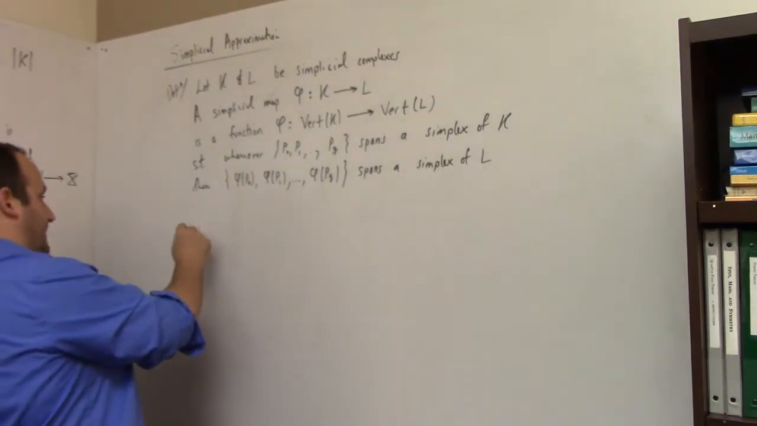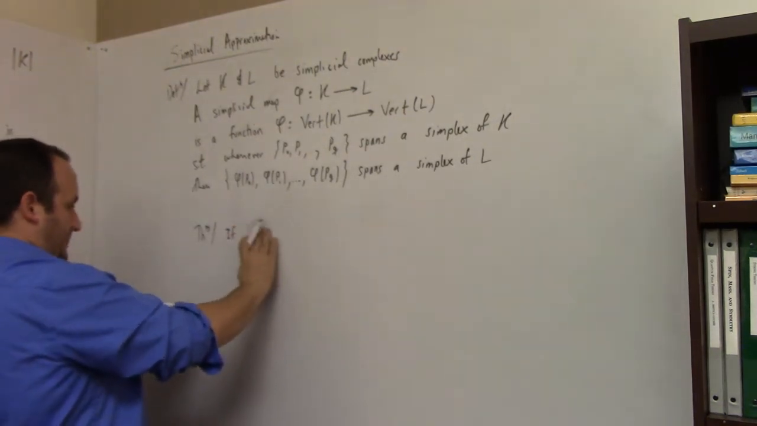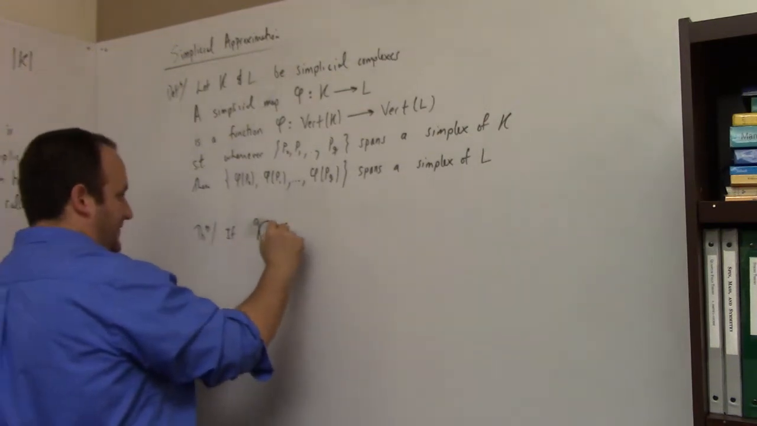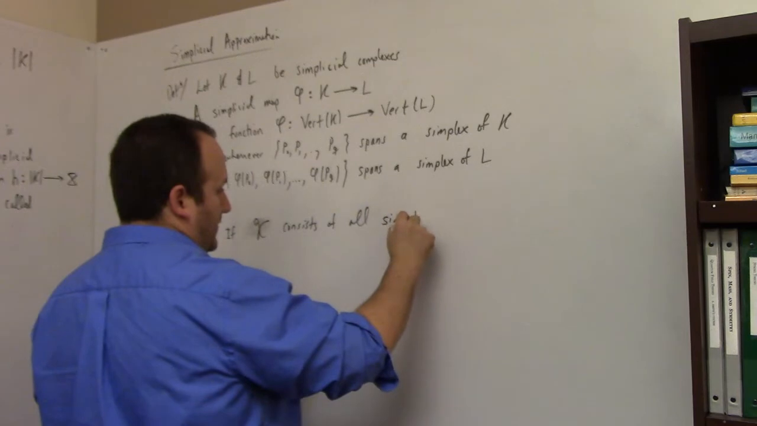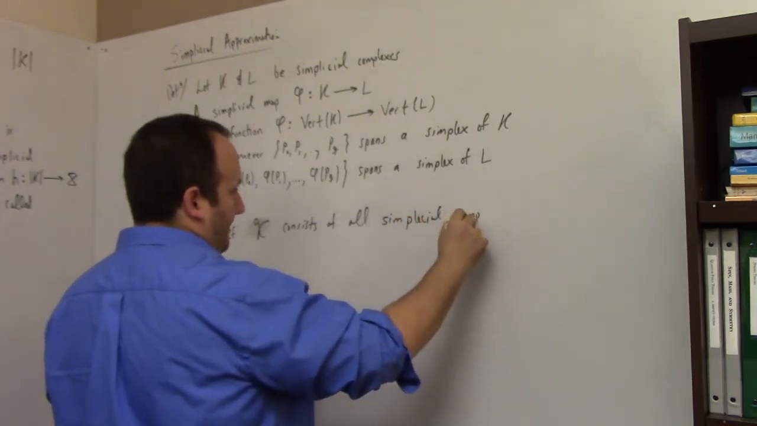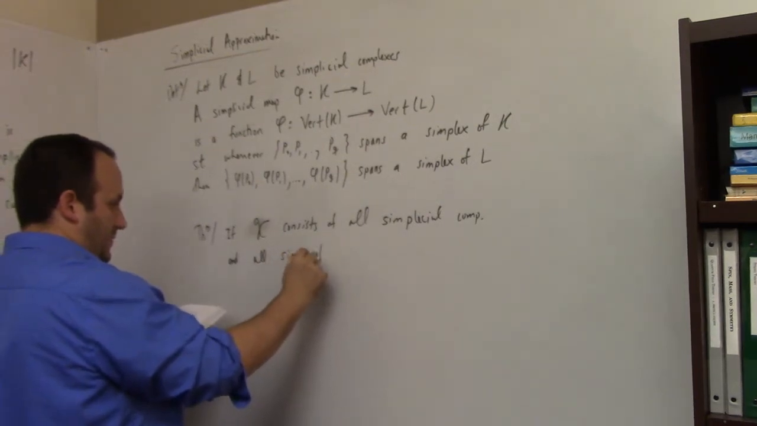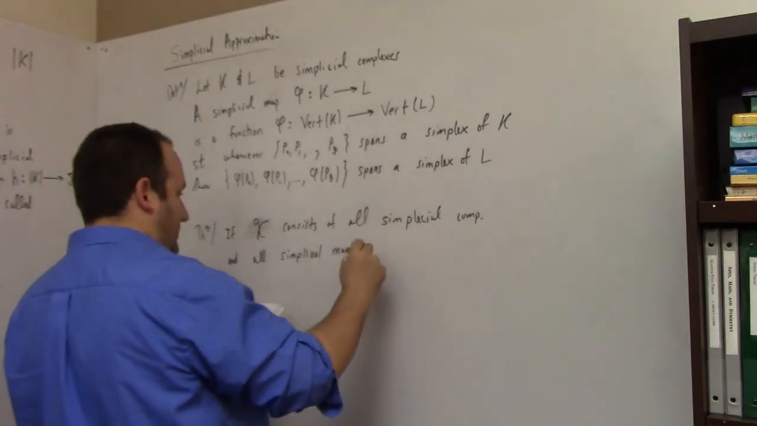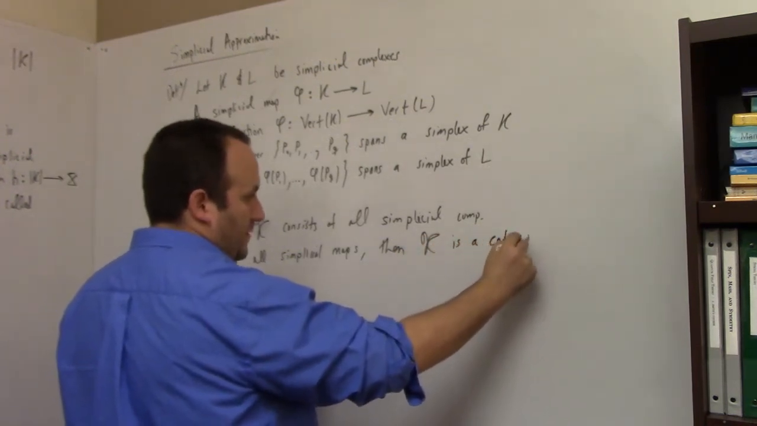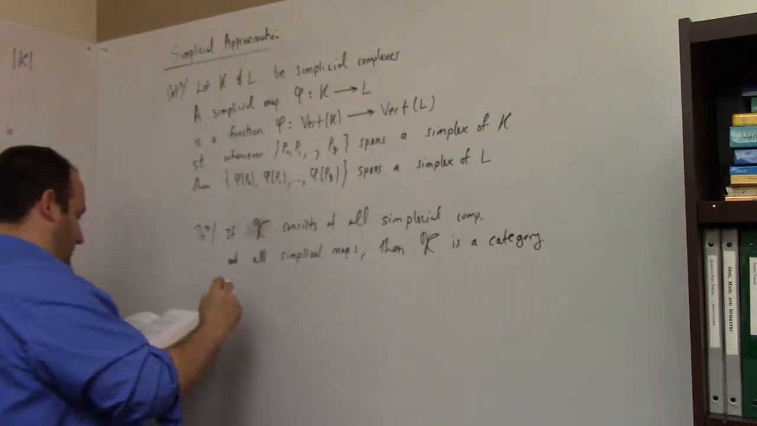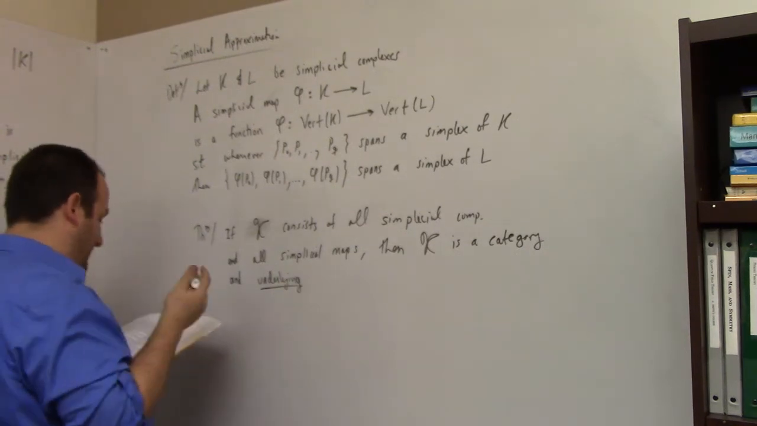Theorem. If script K consists of all simplicial complexes and all simplicial maps, with the usual composition, then K is a category. And underlying defines a functor.